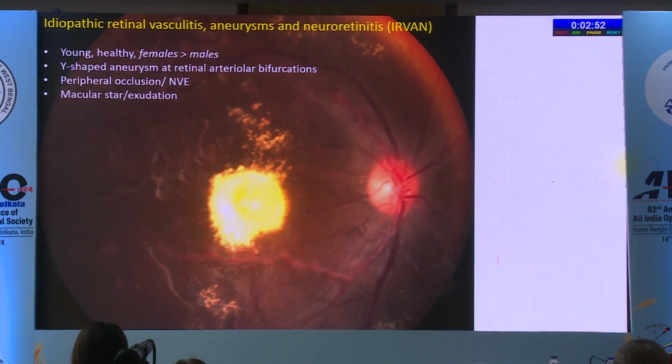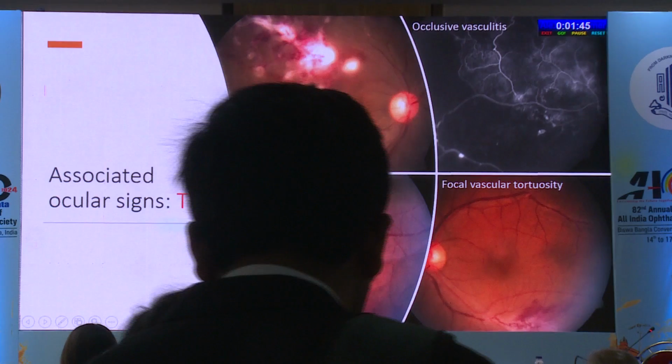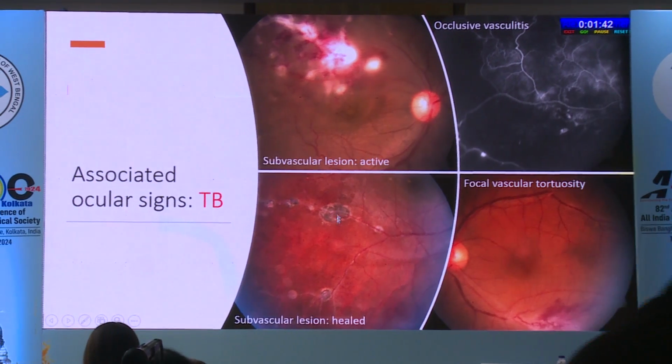This is one condition that you come across very rarely: idiopathic retinal vasculitis, aneurysms and neuroretinitis, IRVAN, more common in females. But apart from the macroaneurysms, which I'll show you, what is very characteristic is this huge macular star or exudation. This is the most common cause of loss of vision and very refractory to treatment in these patients, and this is what we deal with in the clinics. And also these might be healed, as can be seen here.